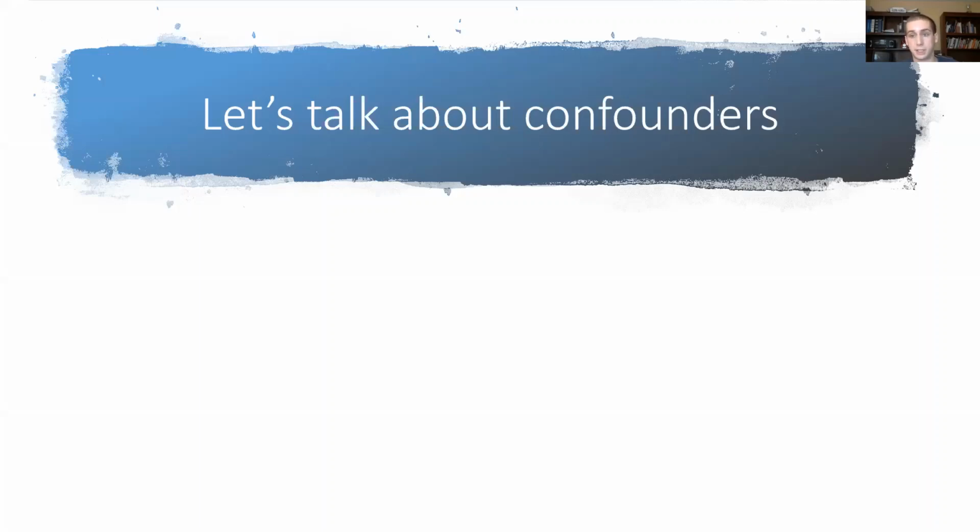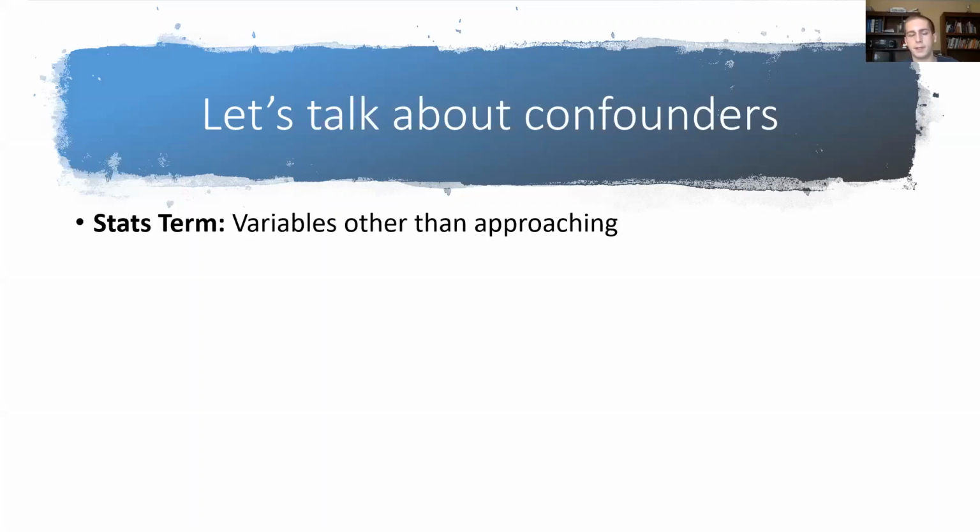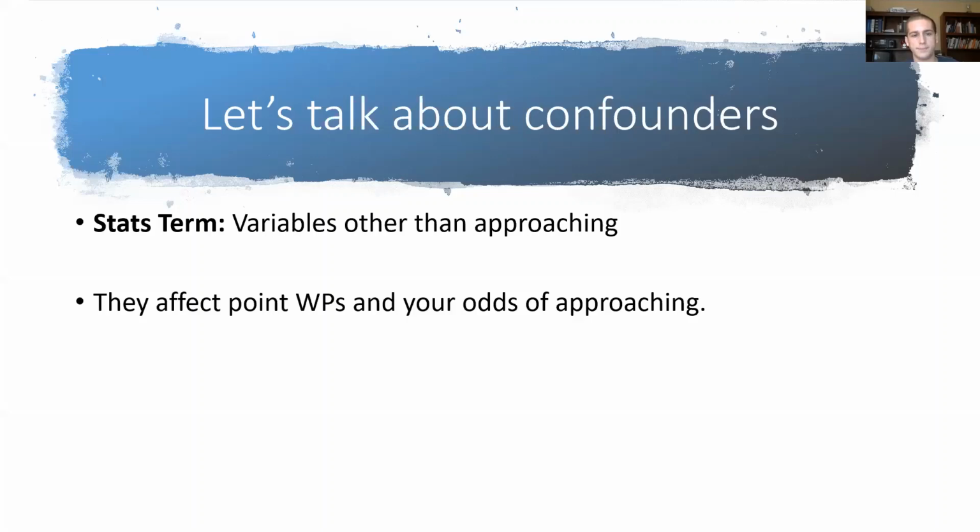Confounders are a statistical term that I'm going to introduce here. This is not a tennis term. This is a statistical term. And what are confounders? Confounders, first of all, are variables other than approaching the net. Approaching is its own variable. Confounders are something else that has two key properties. The first property is that confounders affect your odds of winning the point. It's some variable over the course of the point that, just like approaching the net can affect your odds of winning the point, can also affect your odds of winning the point.